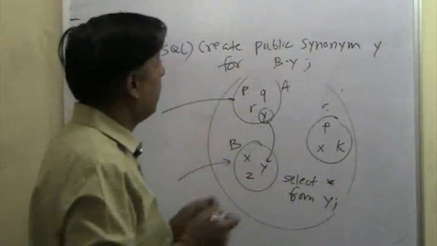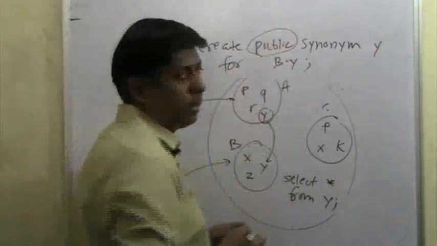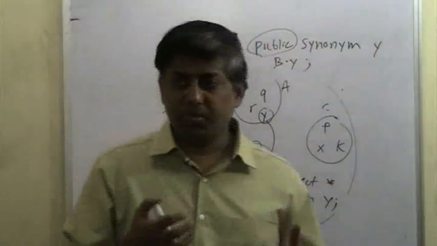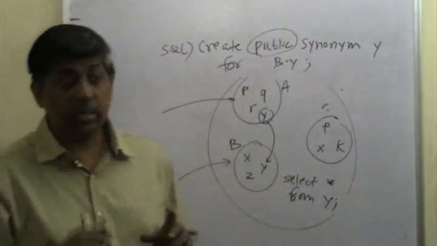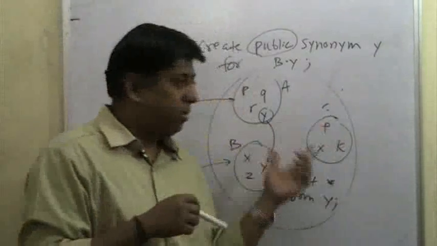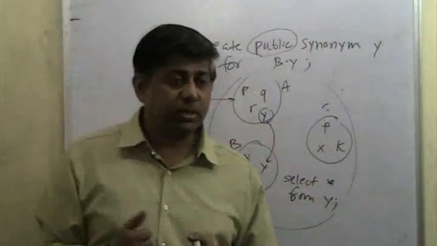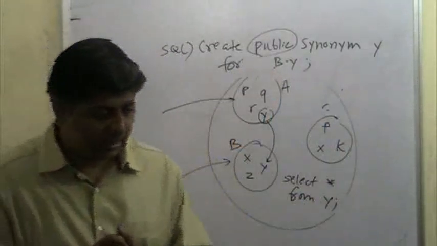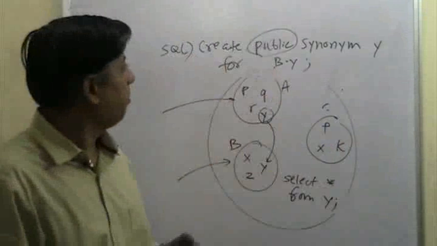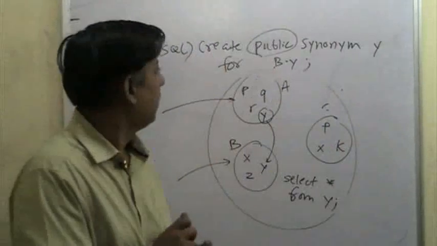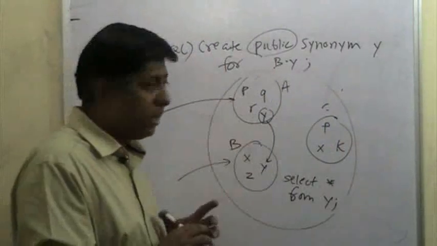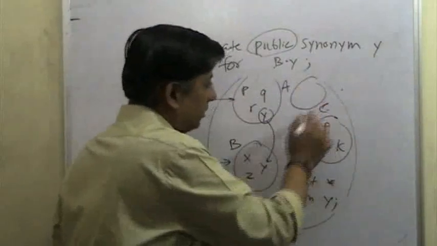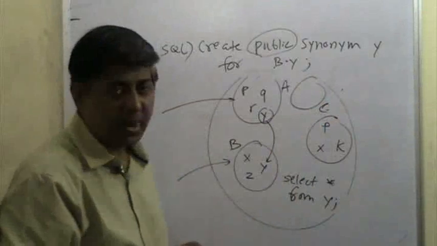For that, he adds the word public, and the public word can be added only by that special privileged user who is a DBA. That means DBA user means what? C is a DBA user, that means he has some special privileges to execute these commands. Okay, so this is a public synonym now. And now since it is a public synonym, it is available to this guy, this guy, this guy, anybody else. Anybody can now say select star from Y.